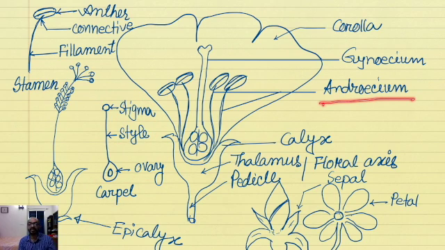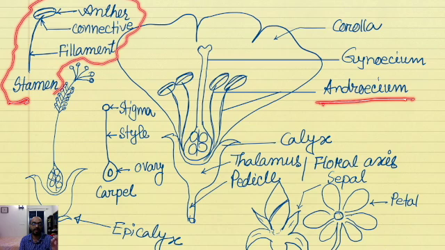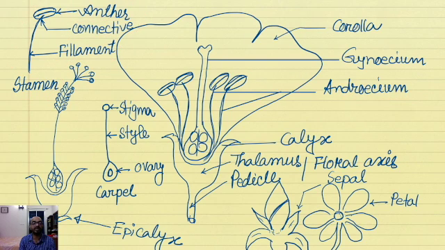Now androecium is the other essential whorl of a flower. Androecium is formed with the help of anther, connective and filament. The unit of androecium is known as stamen. So stamen is formed with the help of anther, connective and filament. United stamens are known as androecium.